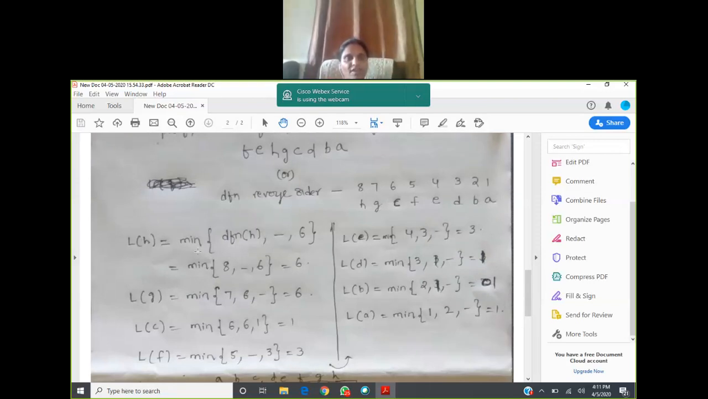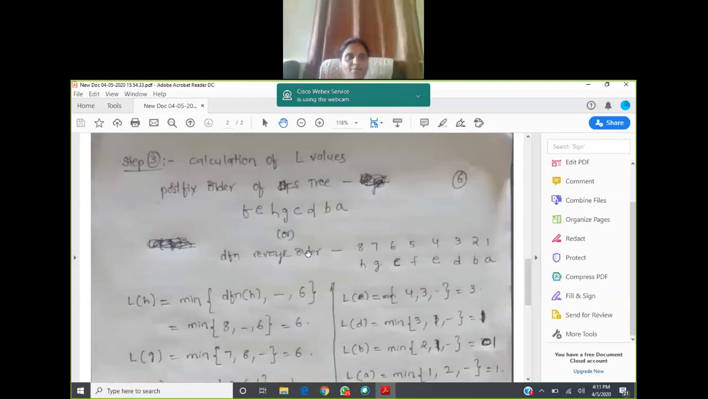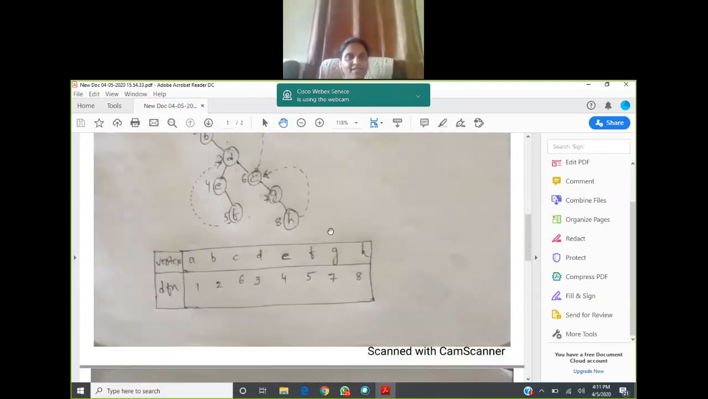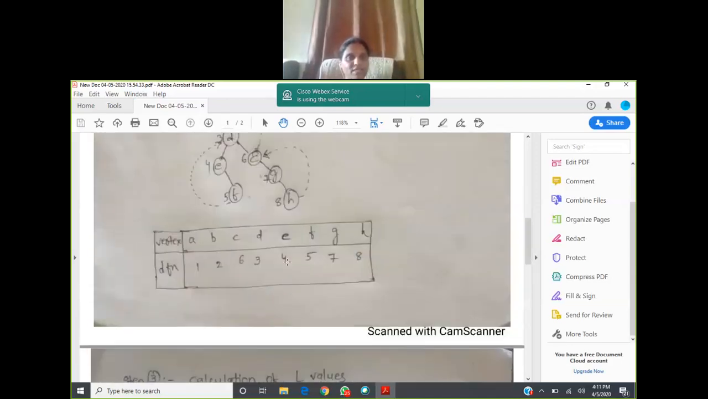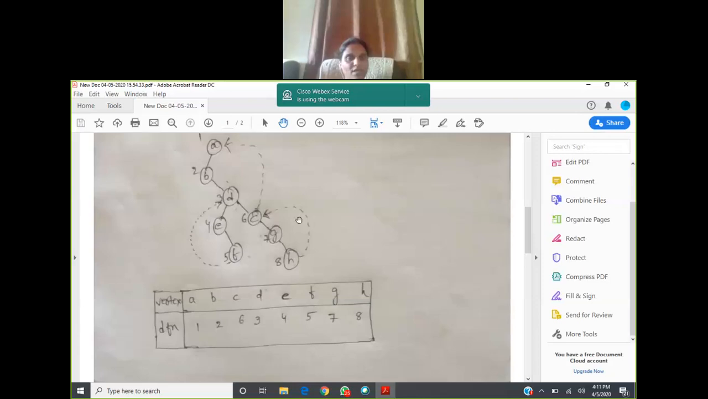So minimum of DFN of H. What is the DFN value of H? 8, comma. Is there any child to H? There is no child node to the vertex H, so keep it as empty. Is there any back edge from the vertex H? Yes, there is one back edge from the vertex H, that is from H to C.